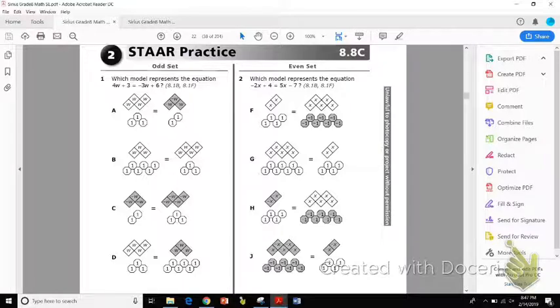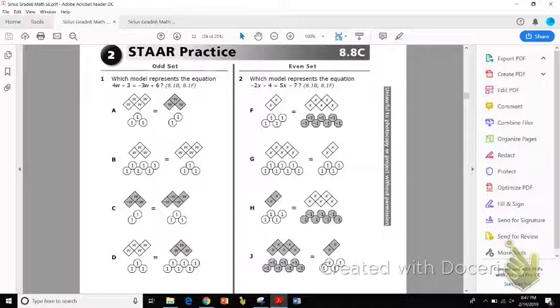Alright, so letter A, we have 1w, 2w, 3w, 4w. Okay, that could be true. And we also have 3 positive units. Bingo, okay, that makes sense. Let's look at this next side here. We have negative 3w, which makes sense because here we have 1 negative w, 1 negative w, another negative w, for a total of 3 negative w's. However, if we look at our units, here we only have 2 positive units, and here it's plus 6. So in this case, A is not the answer.